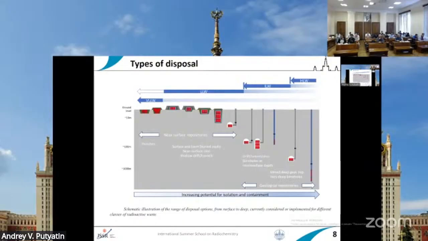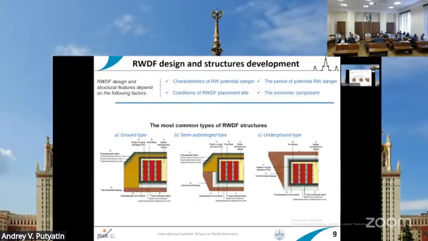So yeah, again, for intermediate level waste with the short-lived radionuclides, and for high level waste it is deep geological disposal. So the design of the disposal facility depends on the characteristics of the radioactive waste, on the period of the potential danger, on the geological conditions of the site for future disposal, and of course the economical aspect is always important.